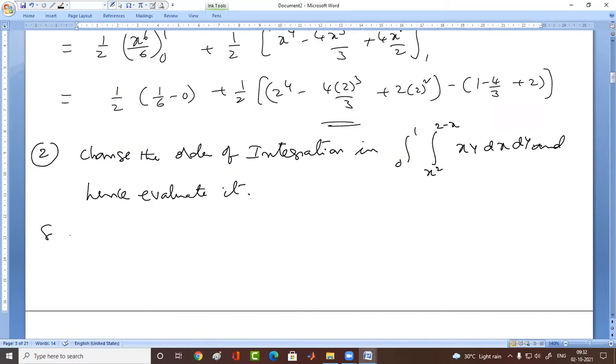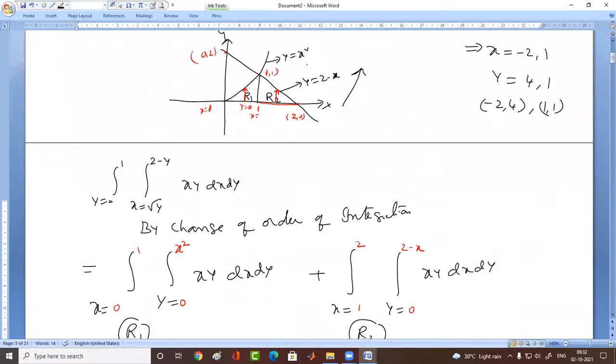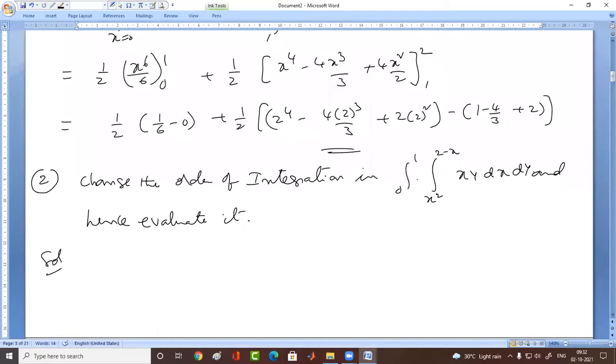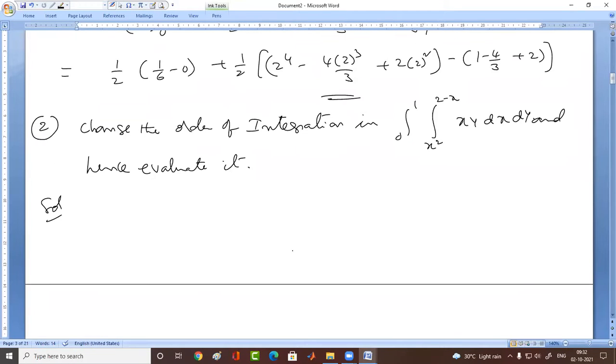Now, what is the question? If you observe the previous problem, same problem, 0 to 1, root over y to 2 minus y, here in place of y, here x. Similar problem. Okay. Now, first identify the region. The given problem is the integral from 0 to 1, x squared to 2 minus x. So this is in terms of y, this is in terms of x.